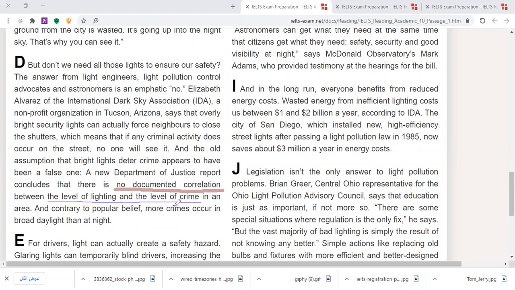And as we said before, the last line, what did we say, Lama? Yes, more crimes occur in broad daylight than at night. Very good. This also tells us that light will not solve the problem of crime. What else? Do we also have another proof here?